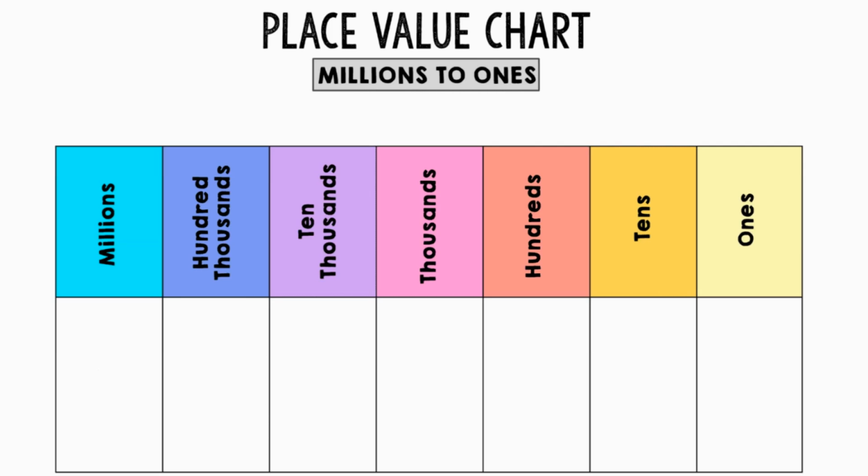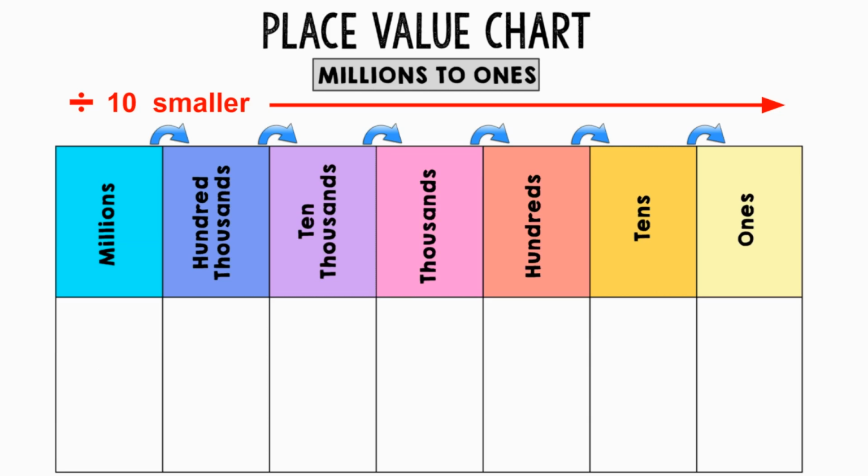And it also works going the other way. We don't just use place value to look at how much bigger numbers are. We can also use place value to look at how much smaller numbers are. If we go to the right, each place to the right is 10 times smaller than the place to the left. So the hundred thousands place is 10 times smaller than the millions place. And it just keeps going. The 10,000s place is 10 times smaller than the 100,000s place. The ones place is 10 times smaller than the tens place.